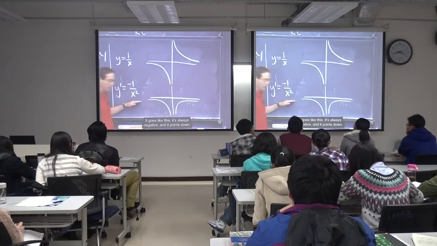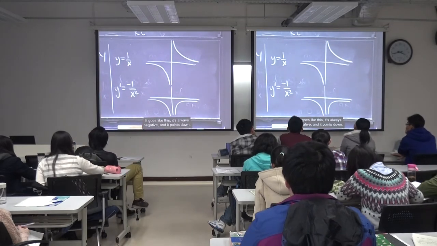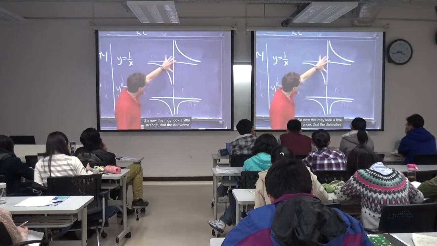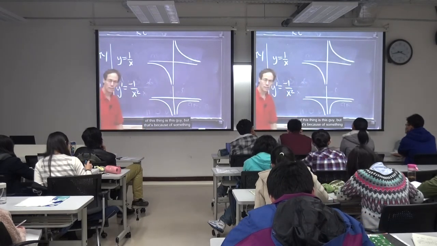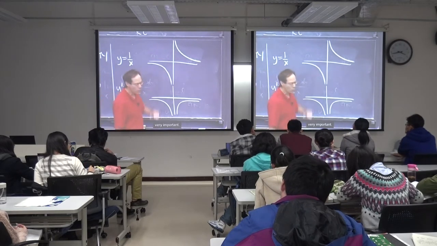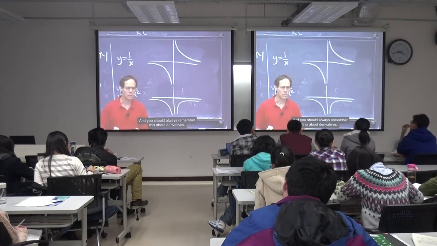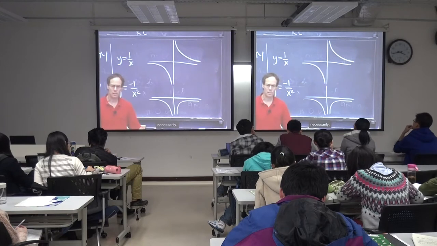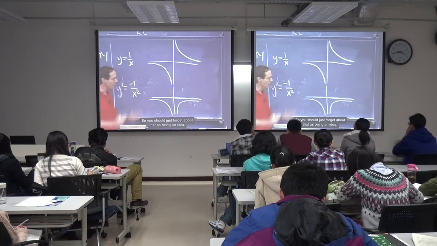It's always negative, and it points down. Now this may look a little strange, that the derivative of this thing is this guy, but that's because of something that's very important. We should always remember this about derivatives. The derivative of a function looks nothing like the function necessarily. So we should just forget about that as being an idea.